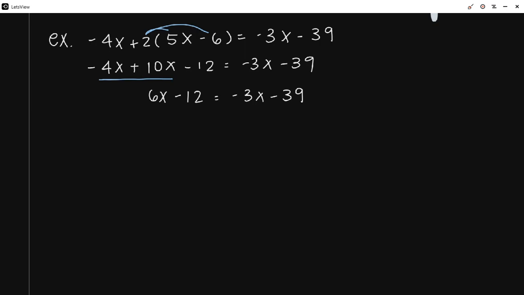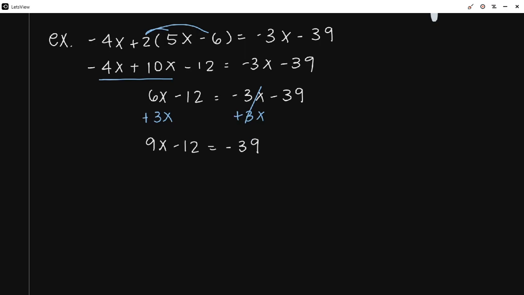Now we want to move all the variables to one side. So I'm going to add the 3x over, and I'm adding to cancel out with the negative on the right. So 6x plus 3x is 9x.